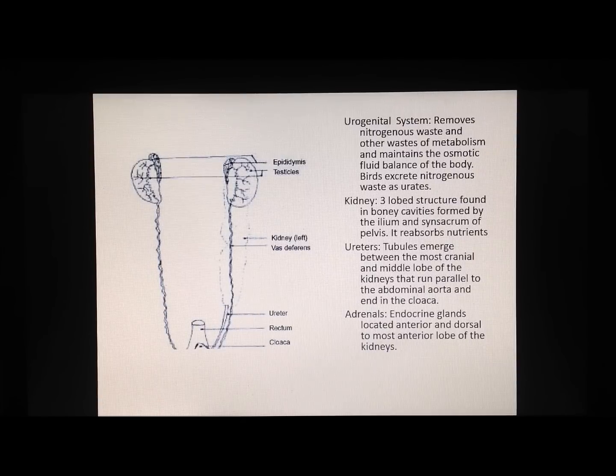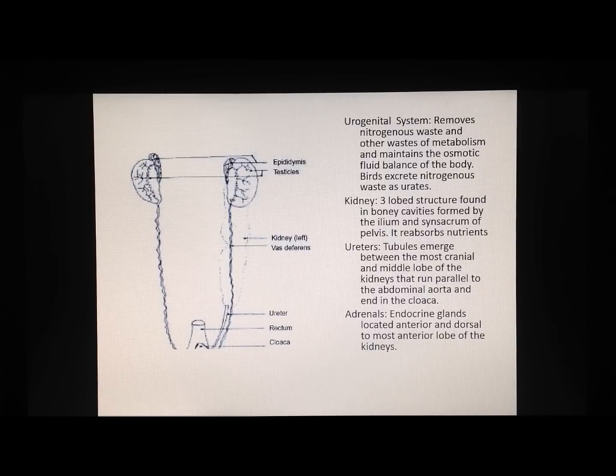Now I will be talking about the urogenital system. The urogenital system removes nitrogenous waste and other wastes of metabolism and maintains the osmotic fluid balance in the body. Birds excrete nitrogenous waste as urates.